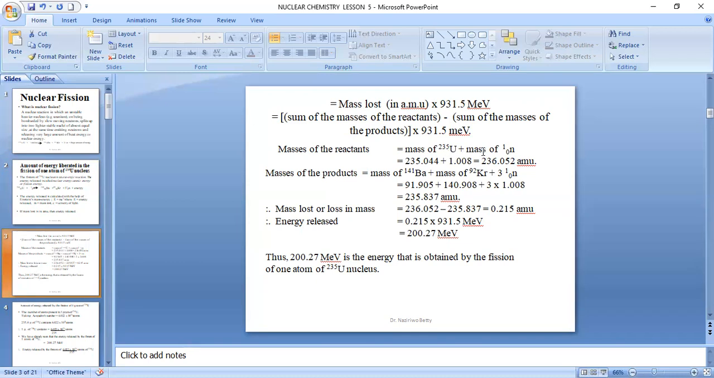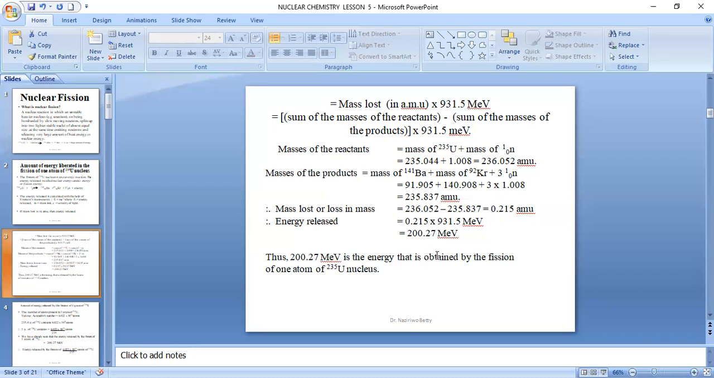uranium-235 plus the mass of the slow-moving neutron, which is equal to 236.052 mu. Then the mass of the products is equal to the masses of barium-141 plus the mass of krypton-92 plus the 3 neutrons, which is equal to 235.837. Therefore, the mass lost is equal to the difference between the reactants and the products, which is equal to 0.215. Therefore, the energy released is equal to 0.215 times 931.5 MeV, which is equal to 200.27 MeV.